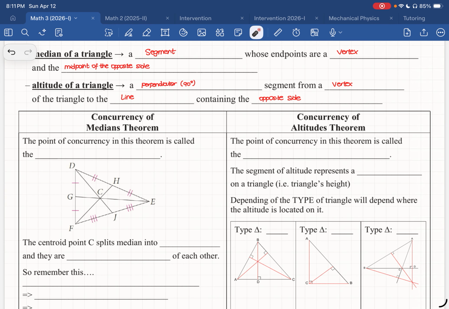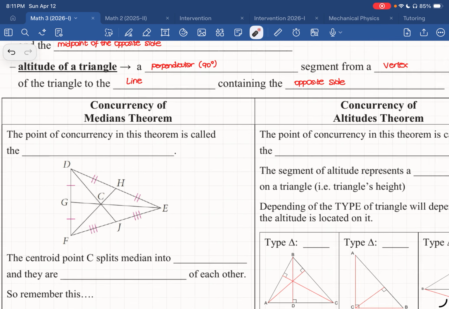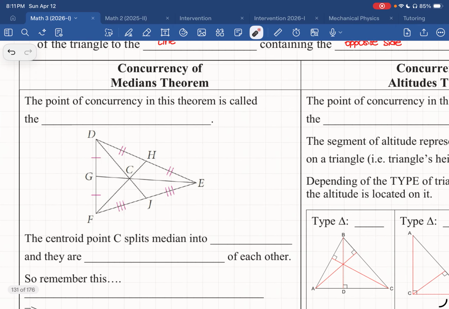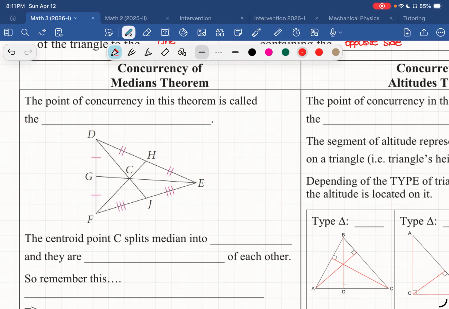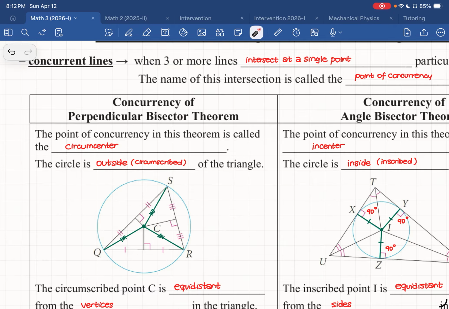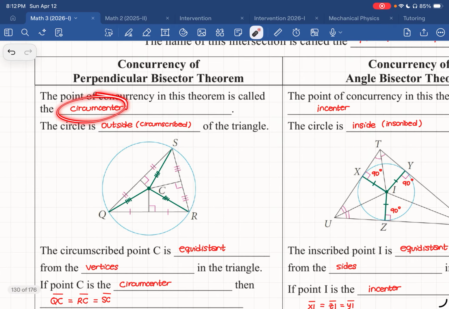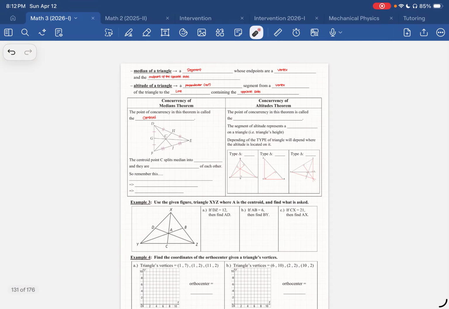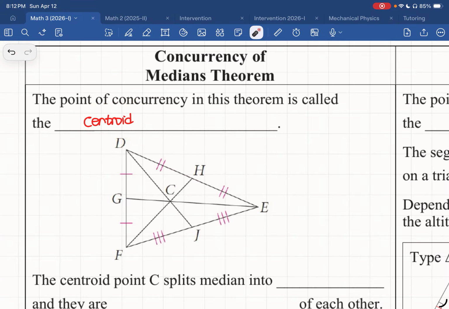So let's talk about two theorems here as well. The first one is concurrency of medians theorem, and the second one is concurrency of altitudes theorem. Altitude means heights. Okay. So it says here the point of concurrency in this theorem is called the centroid. So remember, in the past video we learned about circumcenter, about incenter, and now we're gonna learn about something called the centroid. Okay.